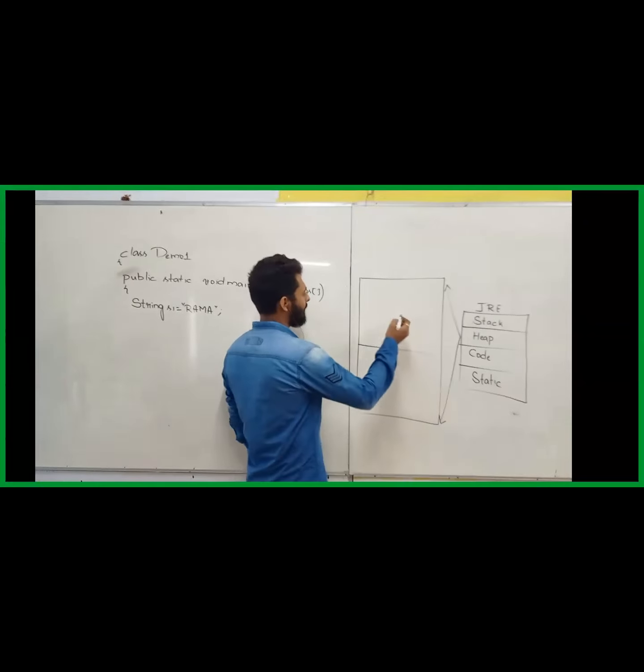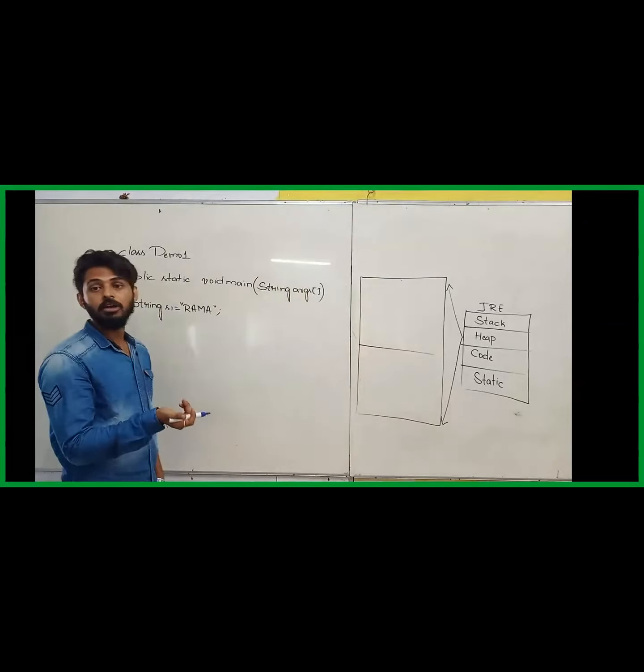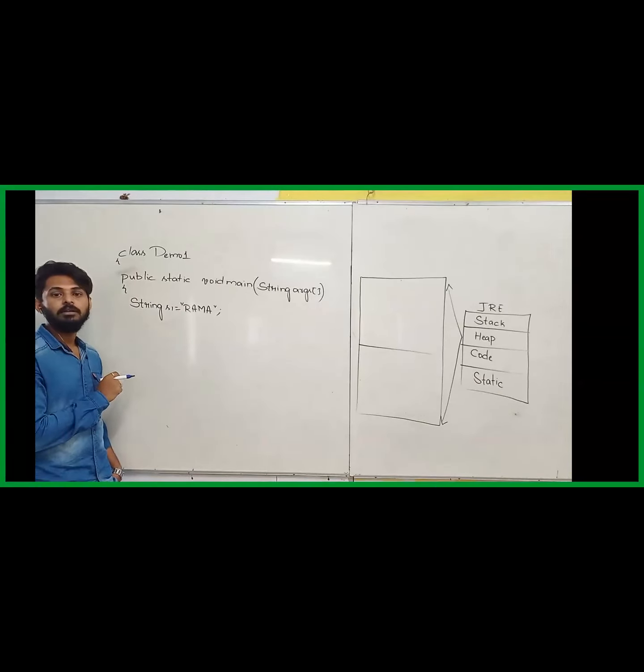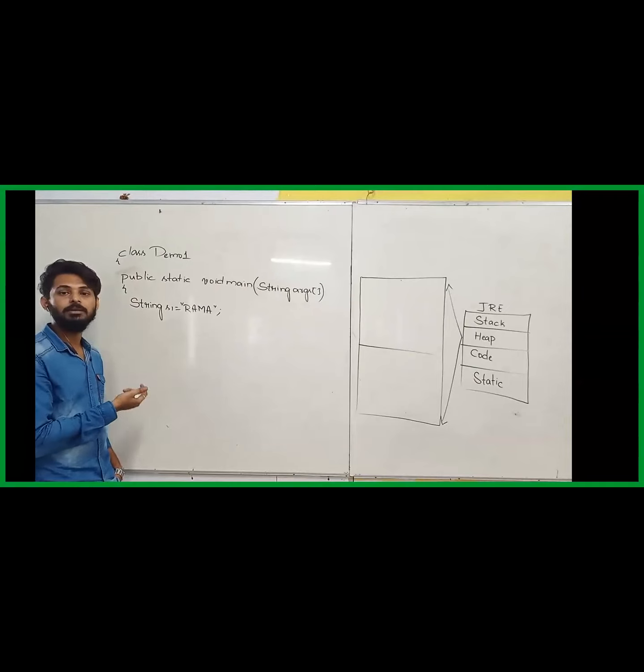Now, there are two types of creating immutable strings. Immutable strings means what? Strings whose value cannot be changed. Once I assign the value, its value cannot be changed. That is what we mean by immutable strings.